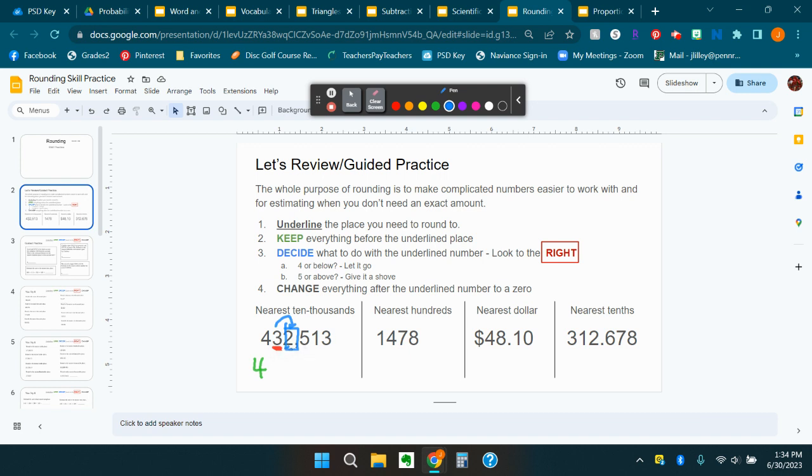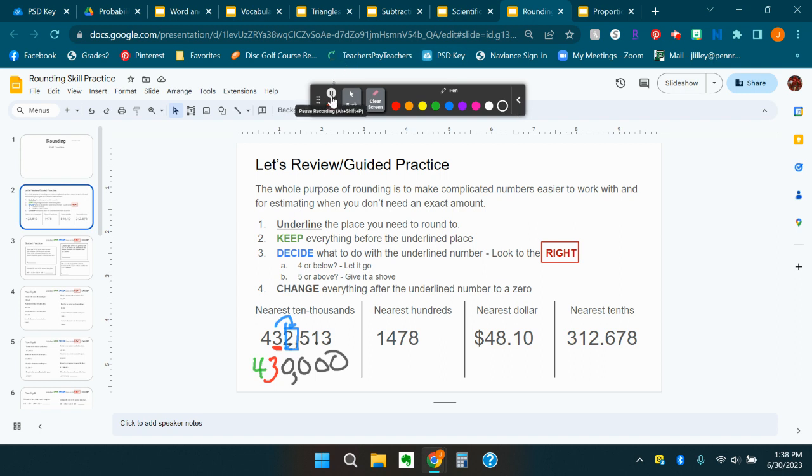If this number next door is 4 or below, I'm going to let it go and leave my 3 alone. If the number next door is 5 or above, I'm going to give it a shove and bump it up to the next highest number. Well, 2 is 4 or below, let it go. So that tells me that I need to leave my 3 a 3. And then everything after the 3 is going to turn into a 0. So in this case, I have 1, 2, 3, 4 numbers after that. So I'm going to write 1, 2, 3, 4 zeros.